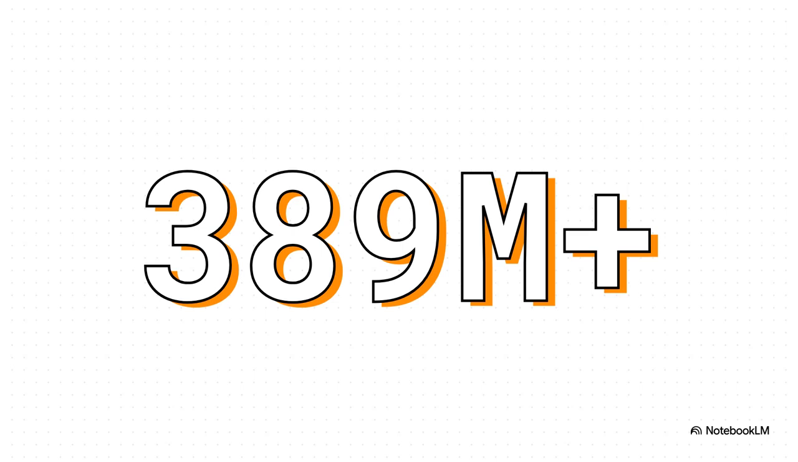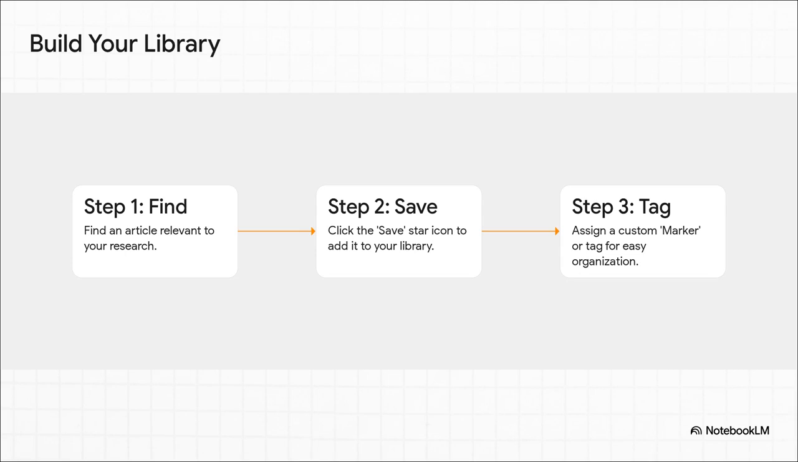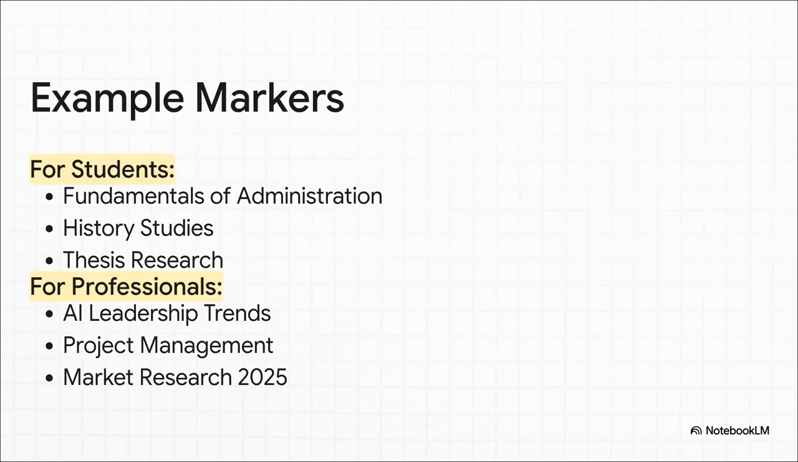But luckily, building your own personal library is actually super simple. The process is incredibly easy. You find an article you like, you click that little star icon to save it, and then, and this is the key part, you assign it a custom tag, or what they call a marker. These markers are completely up to you. If you're a student, you might organize by subject, history studies or thesis research. But if you're a professional, you can create tags for specific projects or interests, like AI leadership trends or market research 2025. This is what turns your library from just a random pile of articles into a structured, searchable knowledge hub that's built just for you.